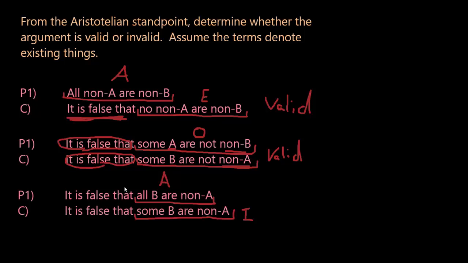Now our premise tells us that our A proposition is false. But only truth flows downwards to I propositions. Falseness doesn't. And since falseness does not flow downwards, we cannot know from the fact that it is false that all B are non-A, that it is false that some B are non-A. So this argument is invalid.